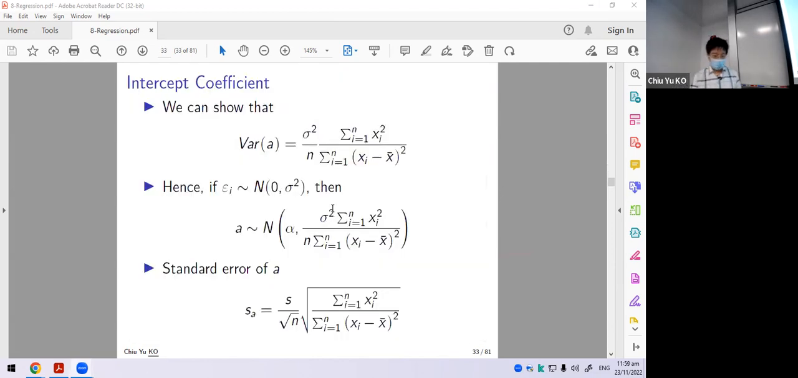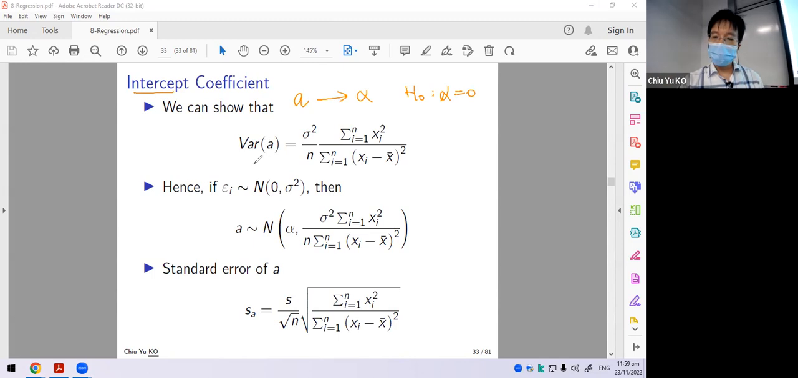So what we're going to do is, we have our point estimate of the intercept, A, right? There are 2 actions we want to take on A, the point estimate. The first is to use this to test whether alpha is 0 or not, because A is an estimate of alpha. What we want is to know whether alpha is 0 or not, and how do we do that?